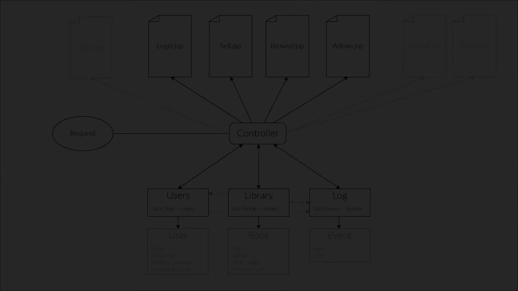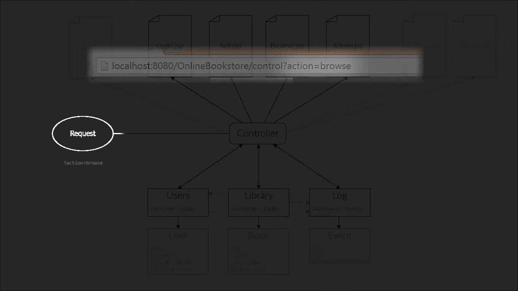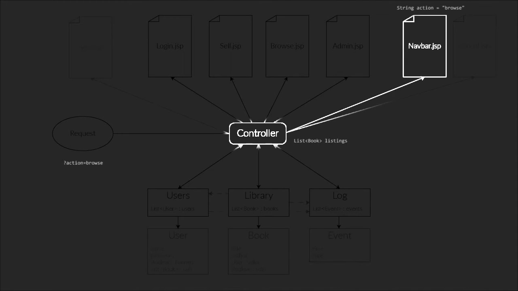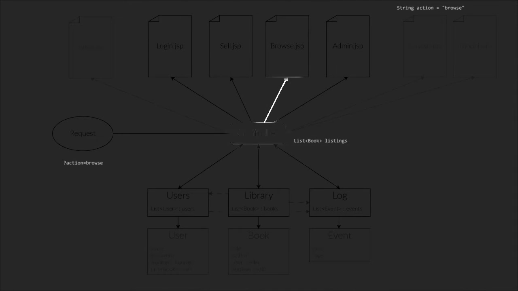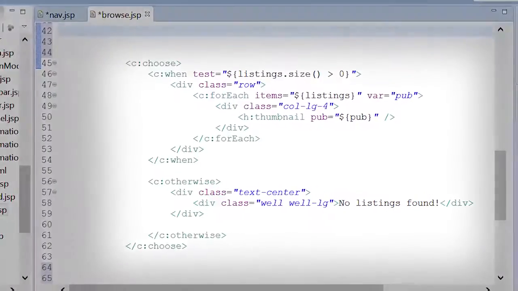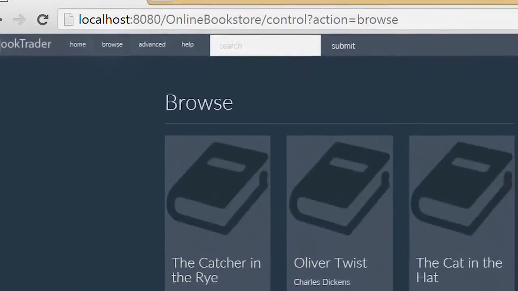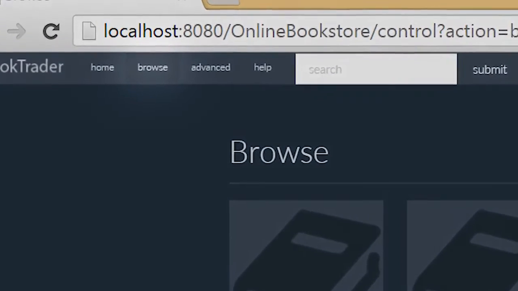Now our servlet sees that we are performing a browse action. We see that browse is mapped to the browse command, which declares a bean called listings, sets an action attribute for the navbar, then sends us to browse.jsp. Our servlet then forwards to browse.jsp, which uses JSTL tags to loop through and render each listing as a thumbnail, and our navbar reports that we're on the browse page.